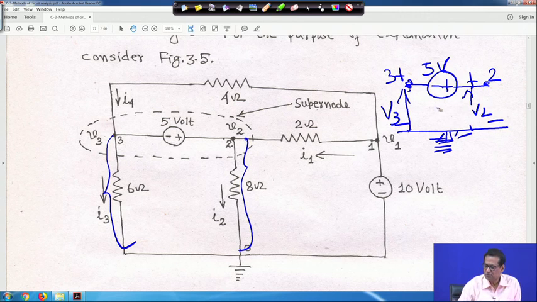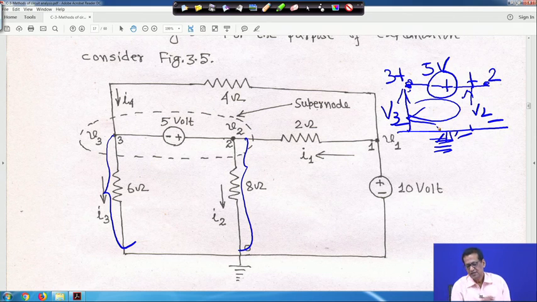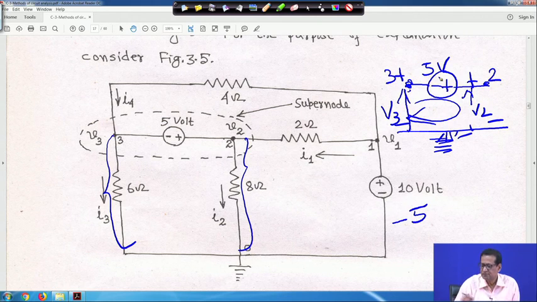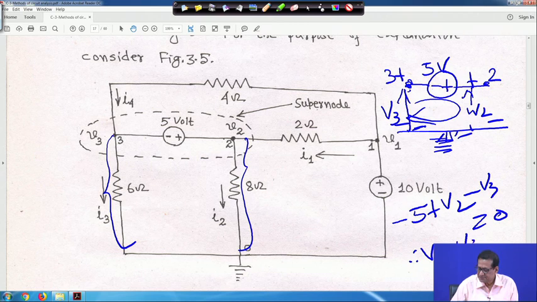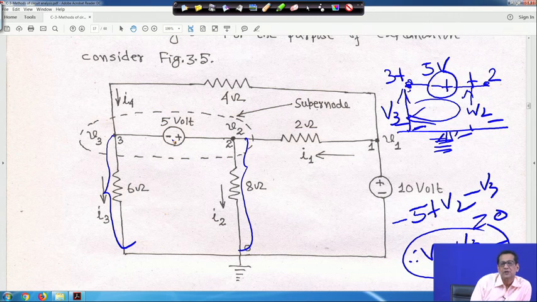Now, moving clockwise, you apply KVL in this loop, because a super node requires both KCL and KVL; because of this voltage source one constraint equation will come. If you move like this, it will be minus 5, because it is encountering the minus sign first, plus V2, encountering the plus sign, then minus V3 is equal to 0. That means V2 minus V3 is equal to 5. This is the constraint equation coming because of the super node. I hope you have understood this.